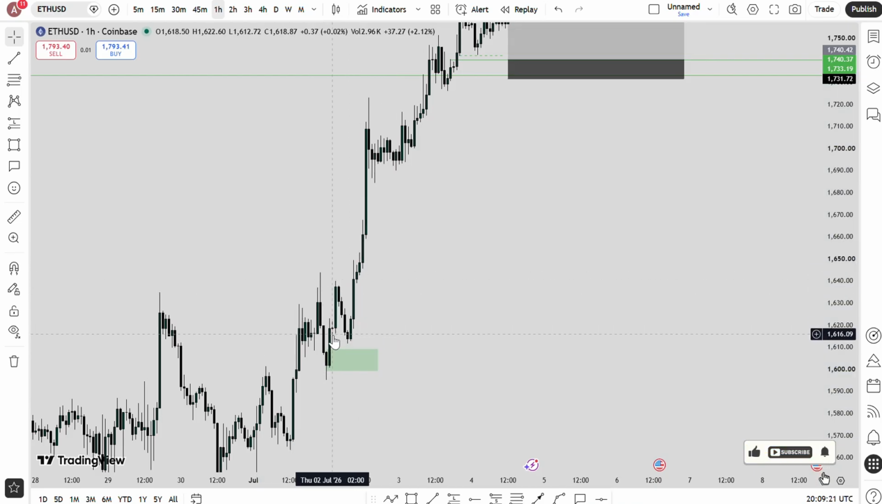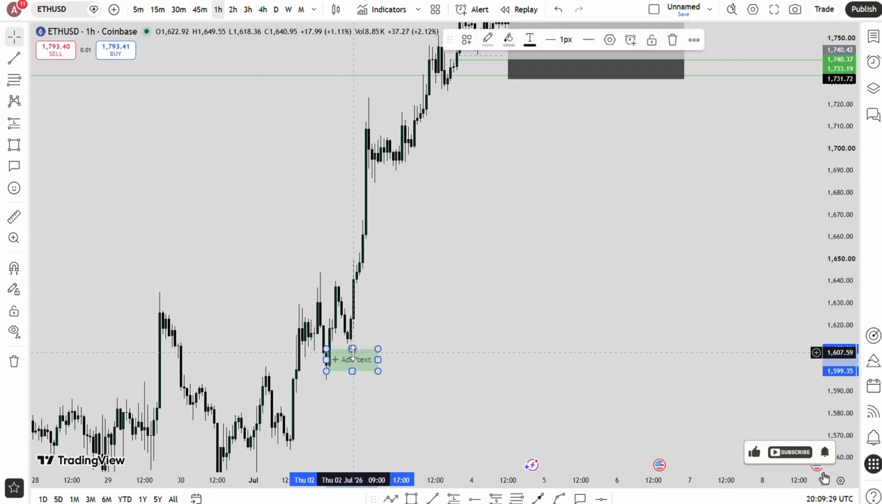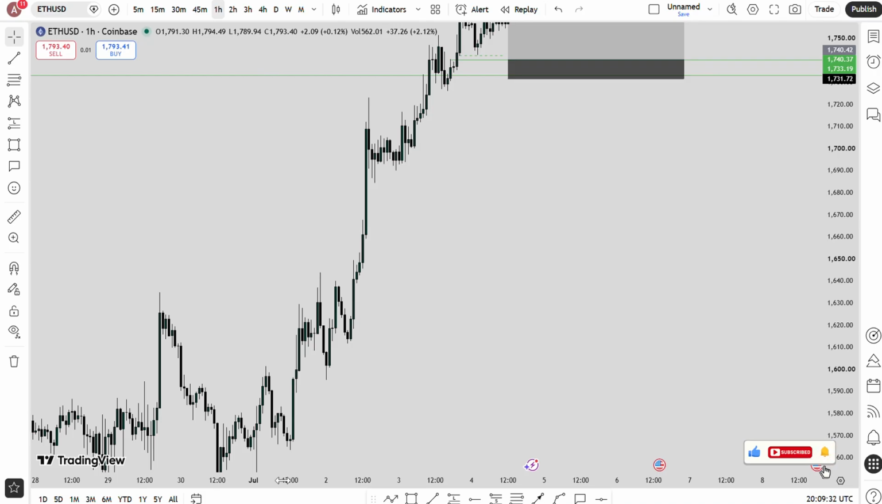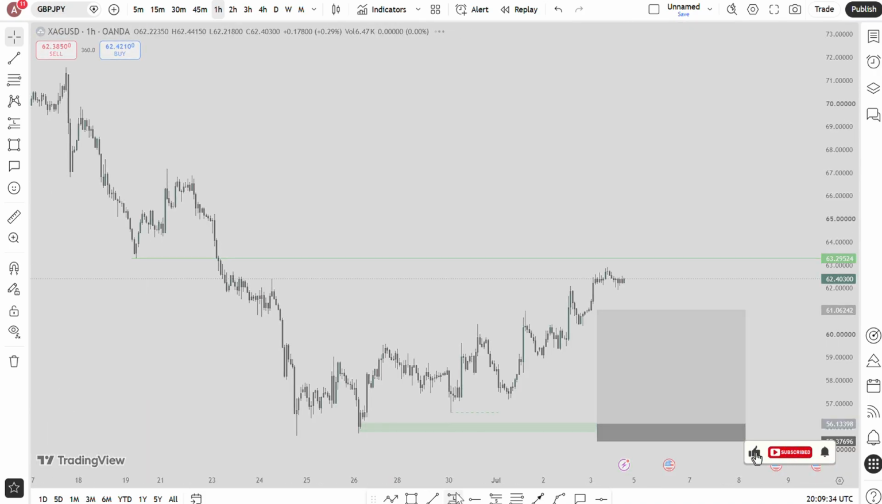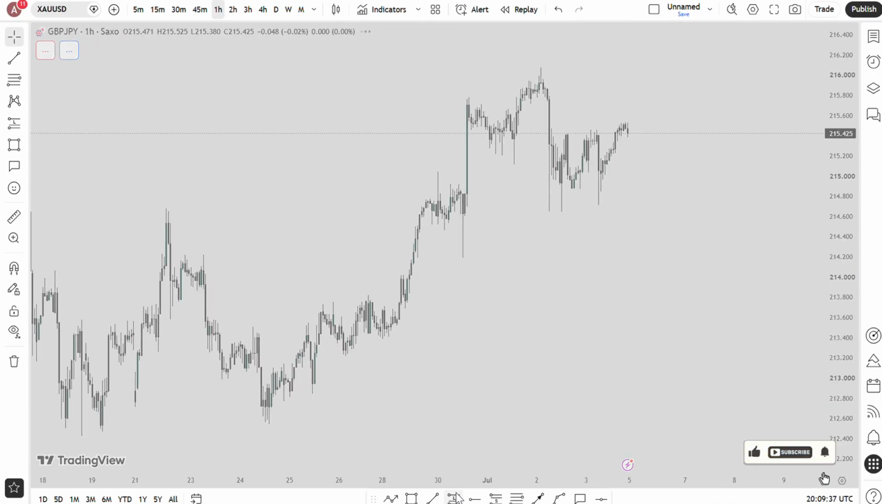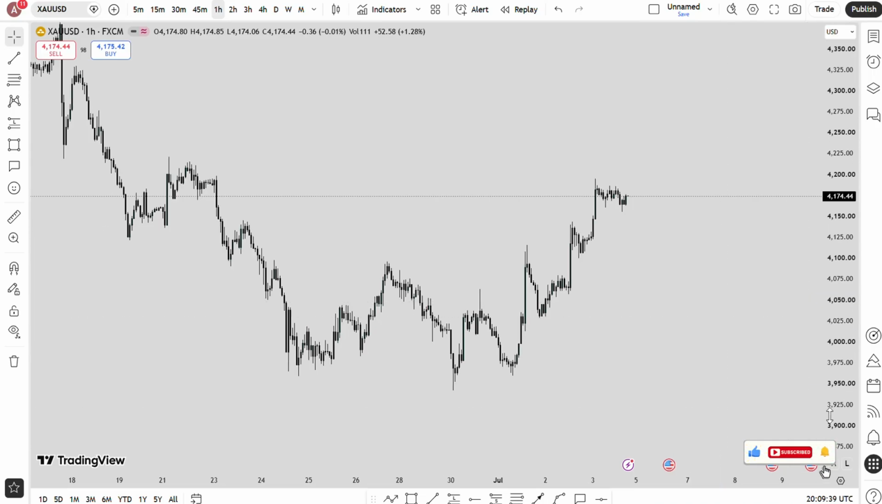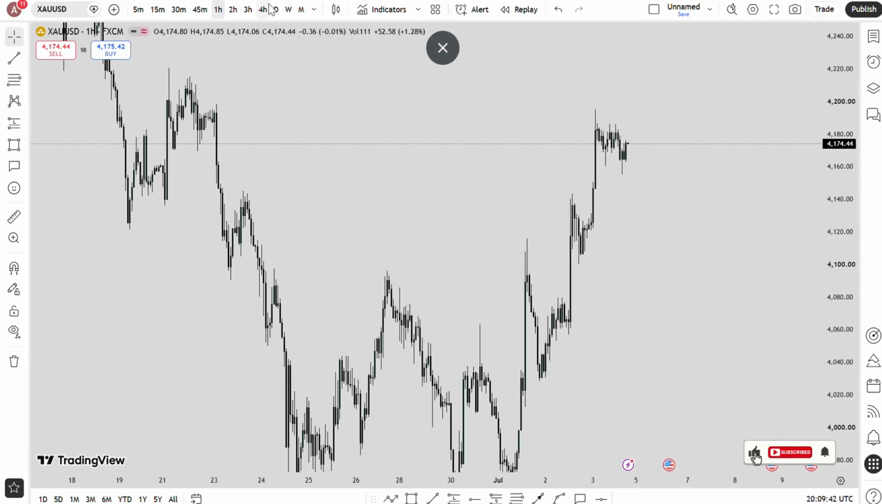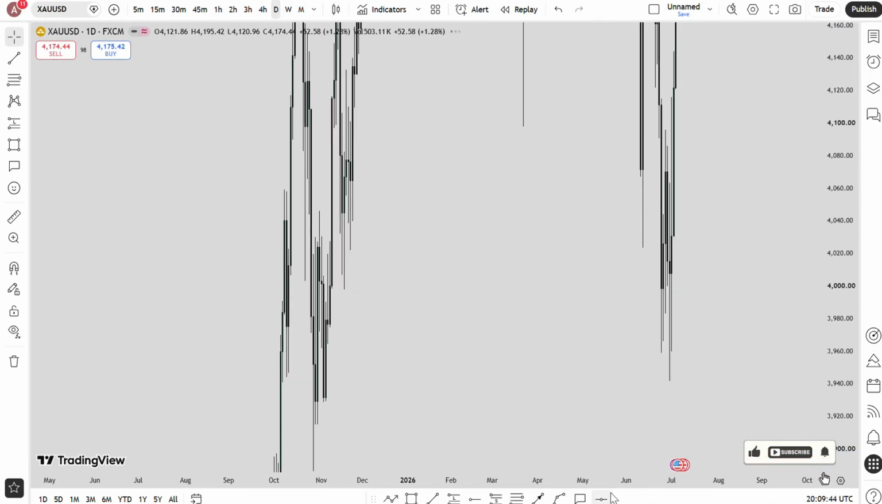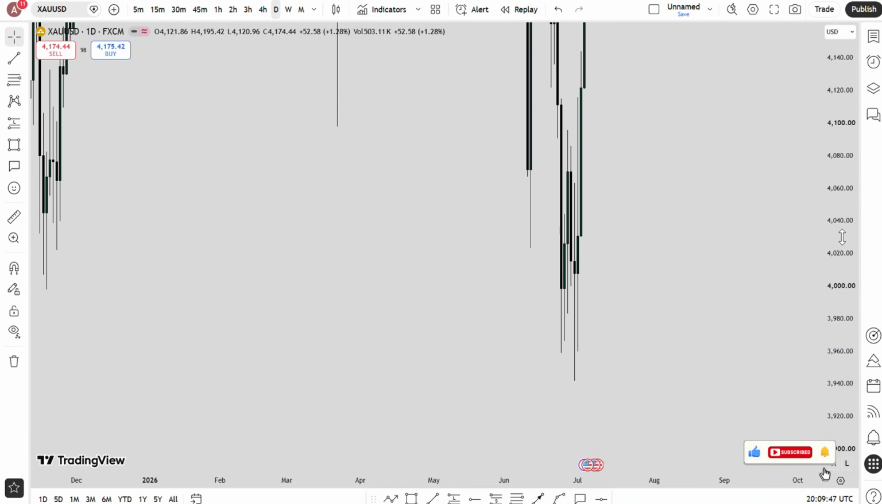Actually, this was the liquidity I was looking at. I didn't even expect this buy. I didn't expect it. So that was what happened on ETH and gold. This XAG, XAU, gold. I was like, okay, what was happening on gold?